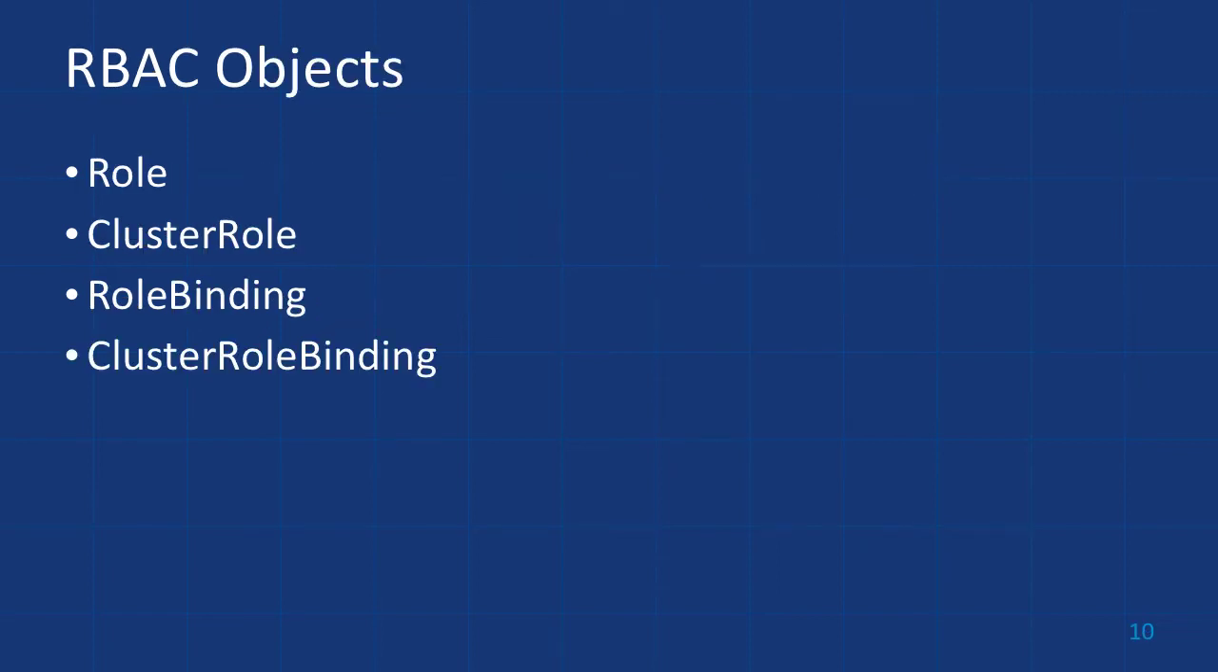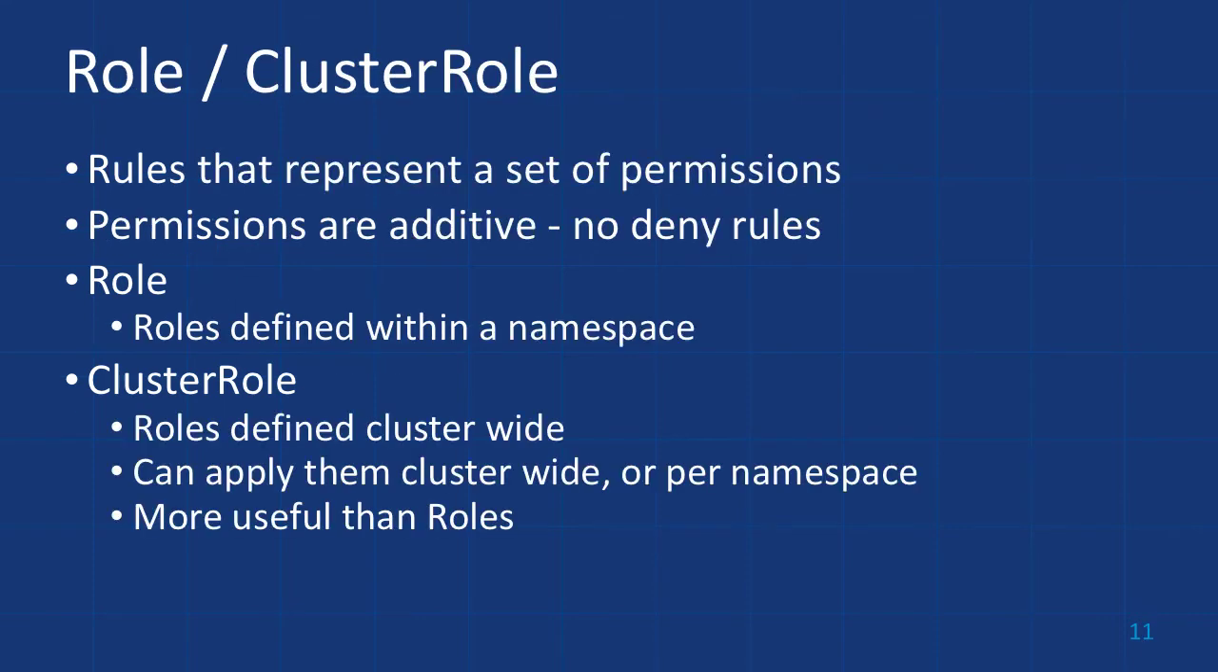There are 4 base types that you'll be working with in RBAC. There's the role and cluster role, and role binding and cluster role binding. The role and cluster role are the rules that represent permissions. Permissions are additive, so there are no deny rules. There are only rules that tell you what you can do. The difference between roles and cluster roles is that roles are defined within a specific namespace. Cluster roles are applied to the entire cluster.